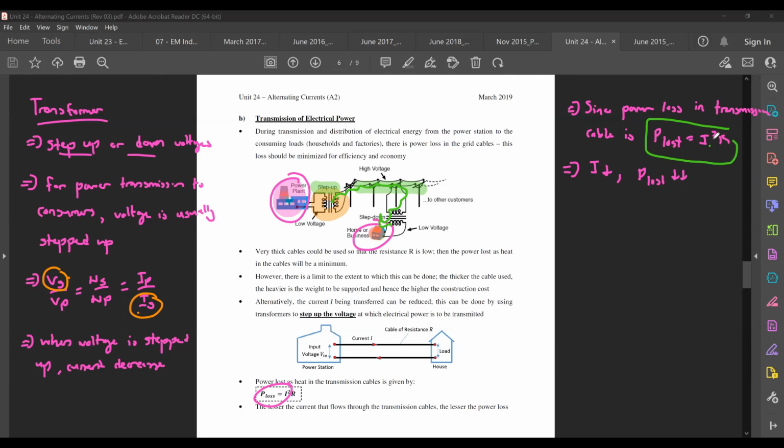Power loss is given by the equation P equals I squared R. It comes from the equation for power. Power has three different forms: either P equals VI, or P equals I squared R, or P equals V squared over R. We are using this form for this one. Okay, so this is power loss in your transformer.